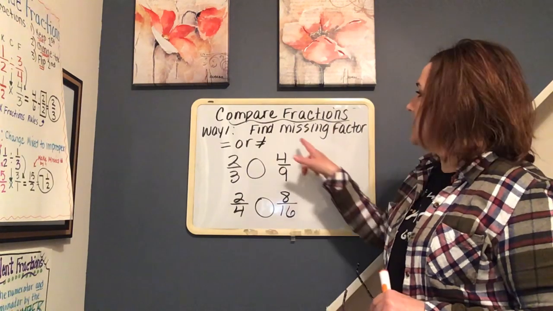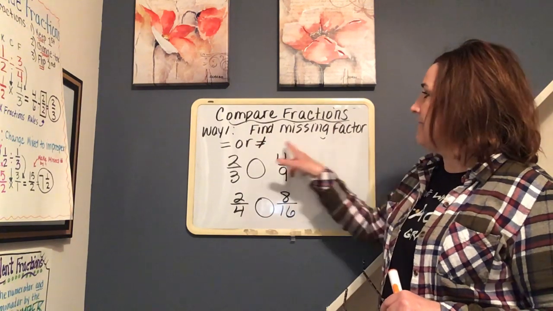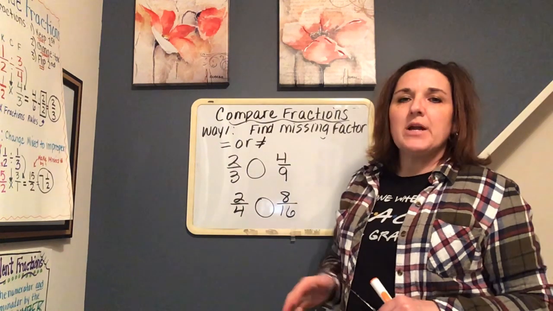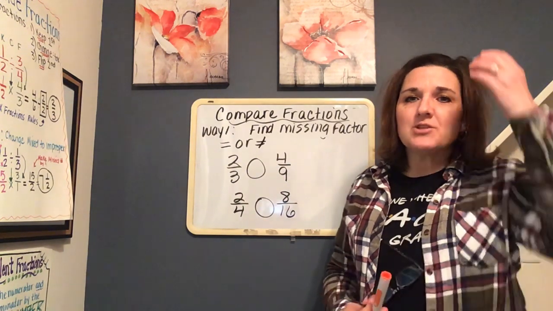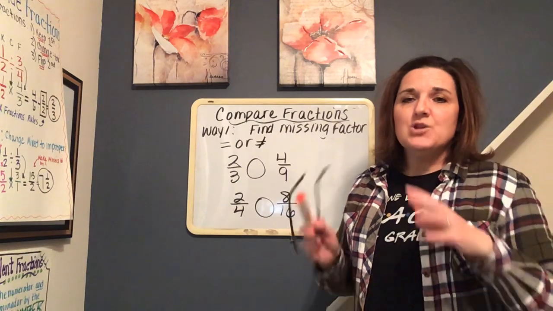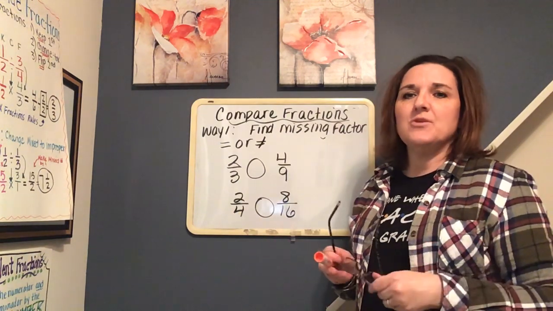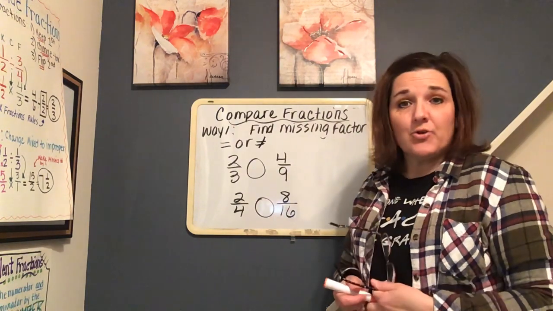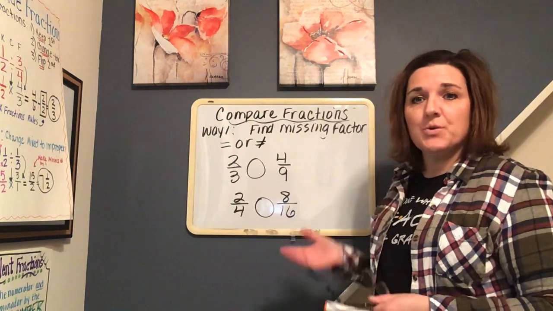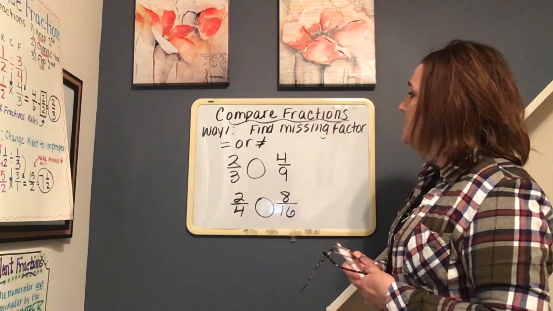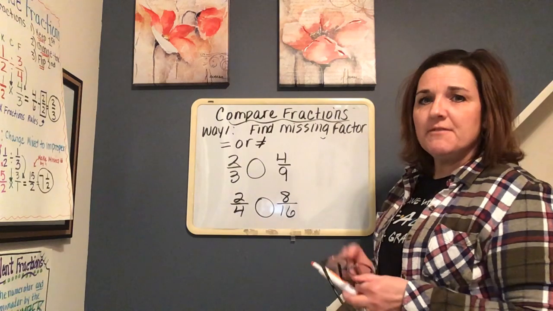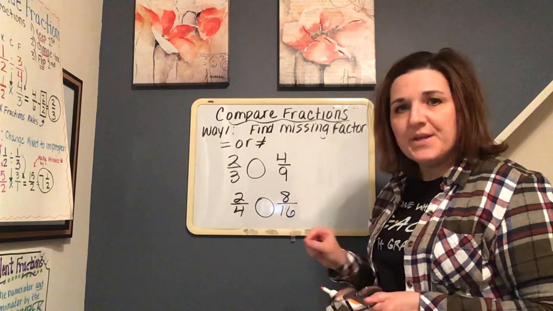So the very first thing that you're going to see is finding the missing factor. Are they equal or not equal? Now in second and third grade, you probably did comparing fractions with drawing pictures. So you would have a rectangle and you'd color the fraction and then see if they were equal. And that's a great way to do that. We also want to do it with numbers. So for this way, we're going to see if they're equal or not equal by finding the missing factor to see if you can go from one factor to the other.